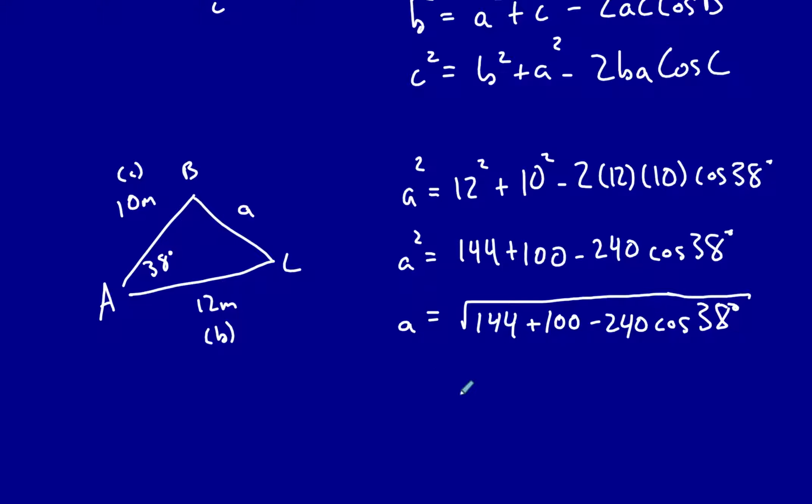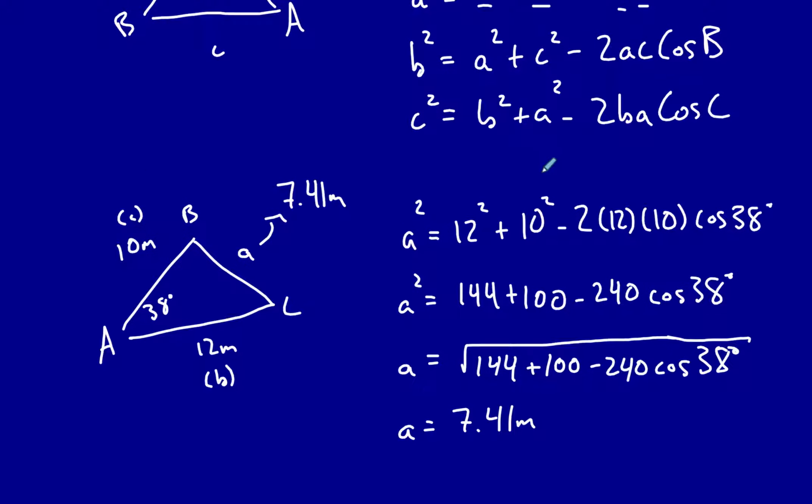So after the calculation, and if you'd like to see how you do that on your calculator, just ask me in class, it works out that this length over here, this length A, is actually going to be 7.41 meters, right? So we're dealing with meters, and this one right here turns out to be 7.41 meters. All right, so that gives us an idea of how to find a length using the cosine rule.